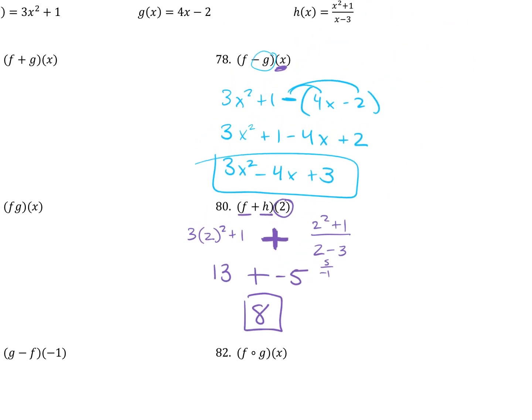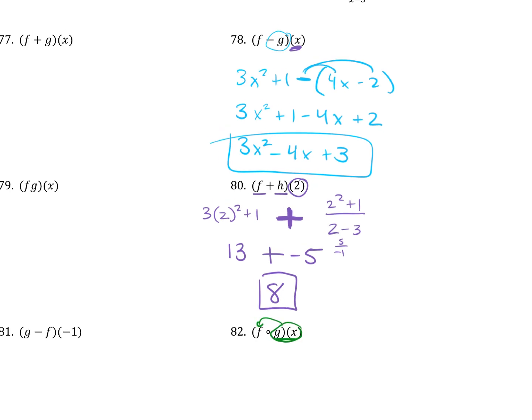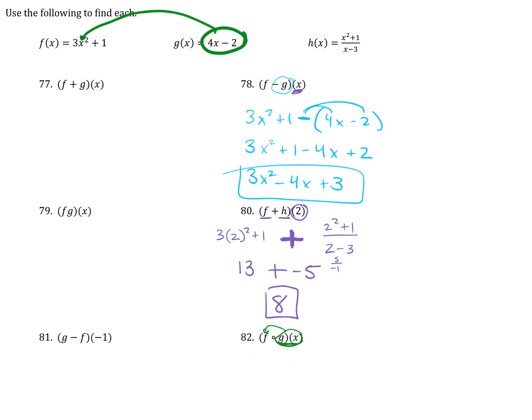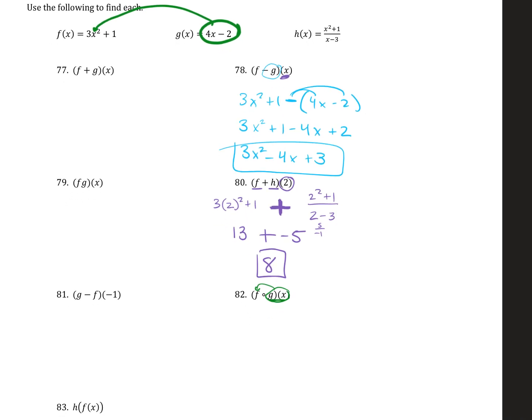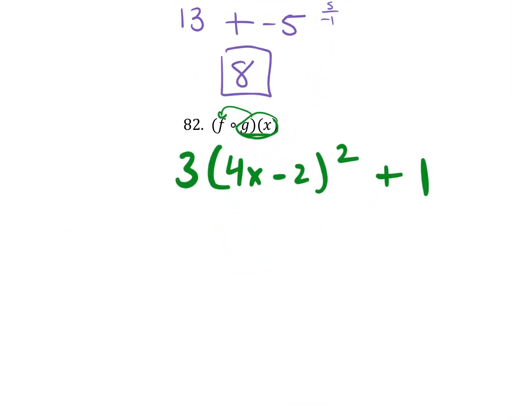Right, let's do 82. So we're going to find f of g. So you always take the second one, and that is going to go inside the first one. So we're going to take our function g and plug it into x in the f function. So we have 3 times, now I'm plugging in the whole function g into that x spot. So 4x minus 2 squared plus 1. When we simplify this, we have 4x minus 2 squared, so we're going to have to FOIL that.